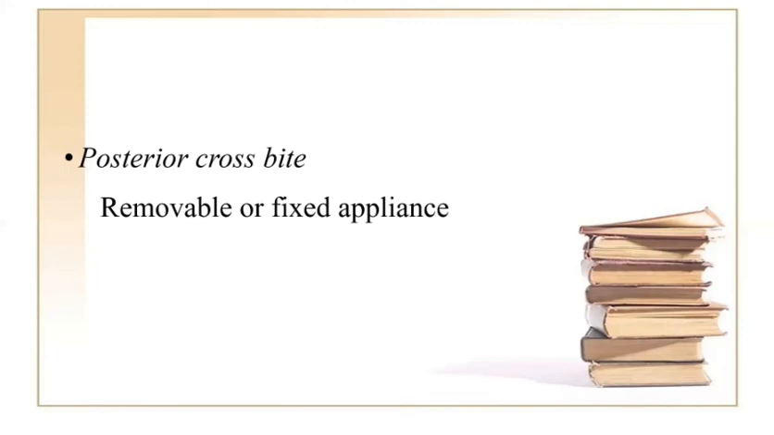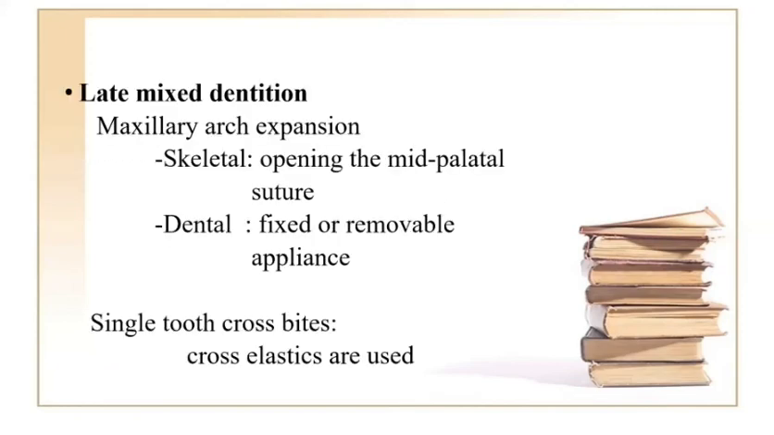In case of posterior crossbite, either removable appliances or fixed appliances can be given. If the patient is in late mixed dentition, maxillary arch expansion should be planned. And if it is skeletal type of crossbite, then opening of the mid palatal suture should be planned. In case of dental, fixed or removable appliances can be planned. And in case of single tooth crossbite, usually cross elastics, that is opposite arch cross elastics, are used.